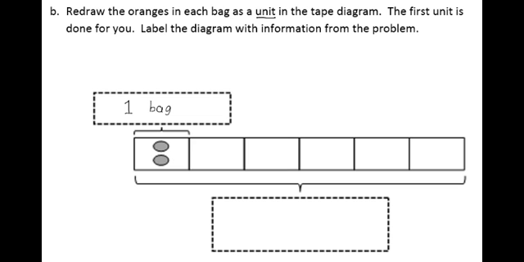I'm going to fill in the rest of my oranges, knowing that there are 2 in each section, and again, each unit represents 1 bag. So there are my 12 oranges, 2, 4, 6, 8, 10, 12. The bottom label just is showing me the total. I know that I have 12 oranges when I look at my entire tape. So again, I've taken my picture from above and transferred it to the tape diagram, and each section of the tape represents 1 bag of oranges.